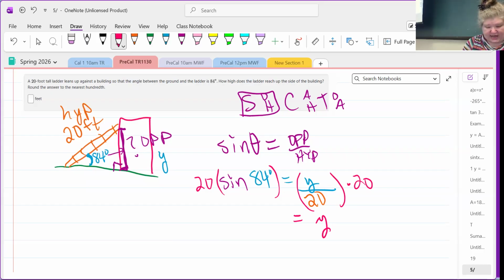So 20 sine 84. This spits out 19.8904, and so on. Round to the nearest hundredth, so 19.89. So that's almost 20 feet. But 84 degrees is actually a pretty big angle. So this ladder is almost vertical. It's really, really close to that wall.